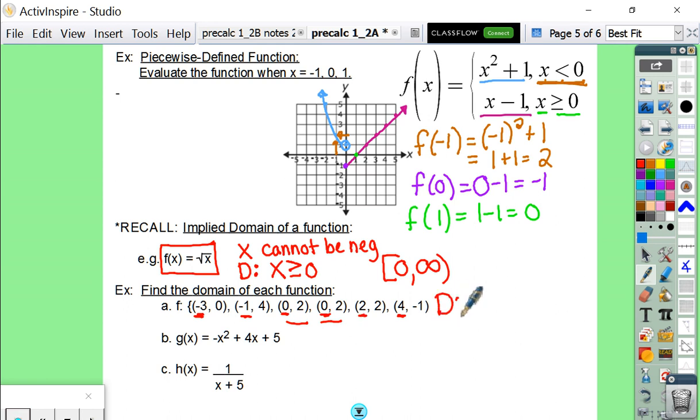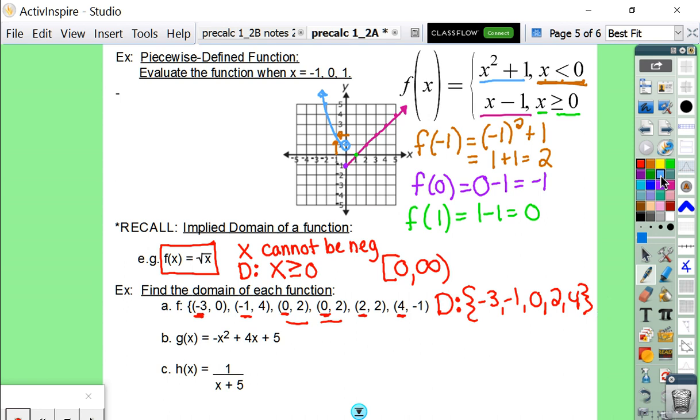So my domain consists of only points, so only the x values, -3, -1, 0, 2, and 4. That is my only domain, because I don't know if these dots are connected or if they're just dots. So that's the only thing I can assume.